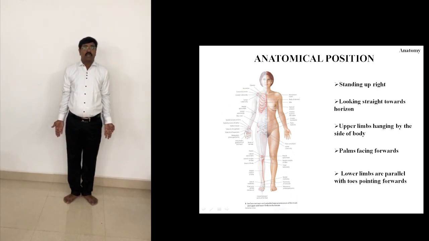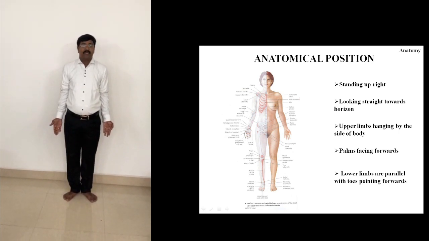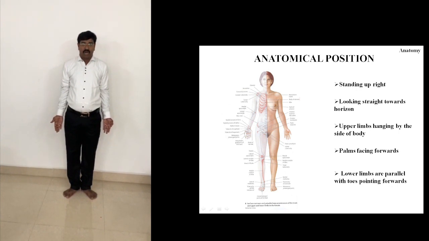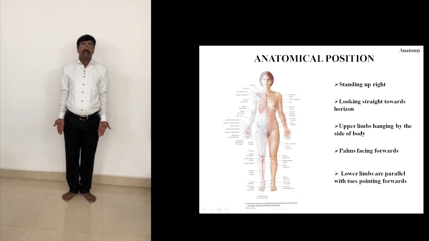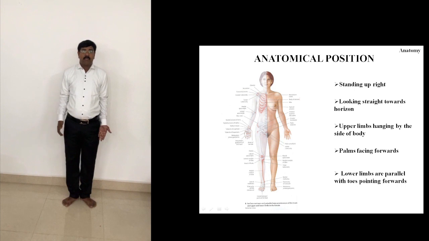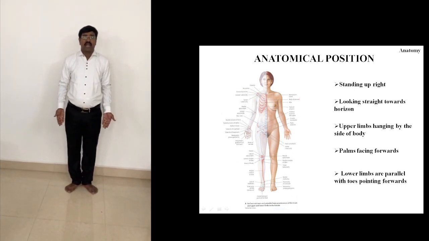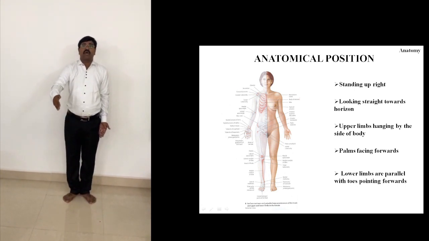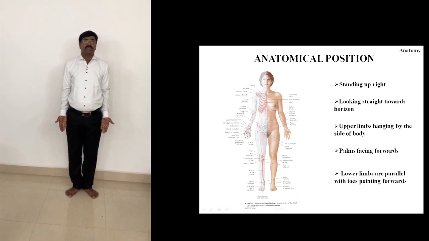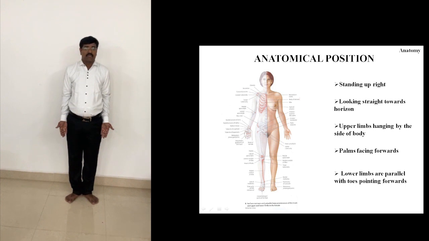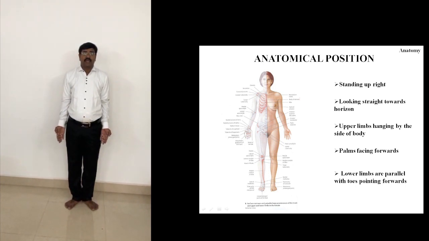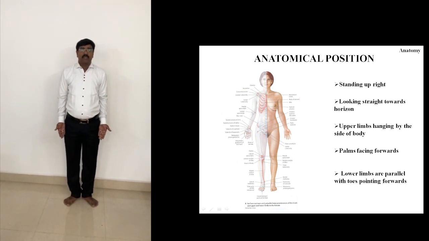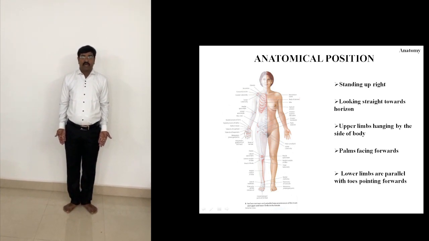Now let me define the anatomical position. Standing upright, looking straight and forwards, the upper limbs hanging by the side and the palms facing forwards, and the two lower limbs standing in parallel positions. Try to see my toes here: the toes are pointing forwards. So this is the living position, the standing position of a living person.